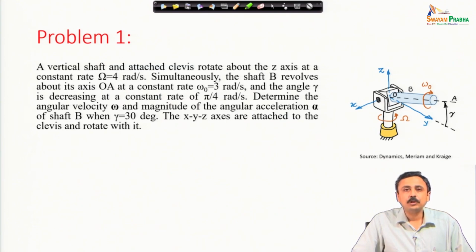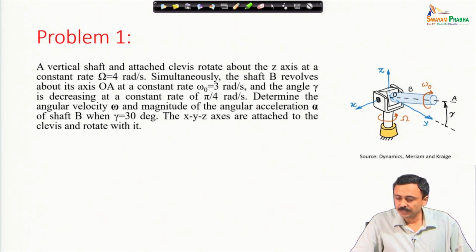Let us now move on to a problem. This is from the book of Meriam and Kraige, Dynamics. A vertical shaft and attached clevis rotate about the z axis at a constant rate capital omega equal to 4 radian per second.